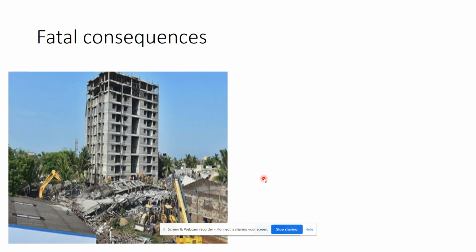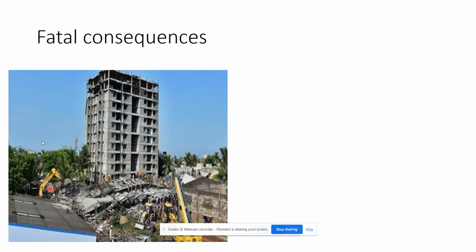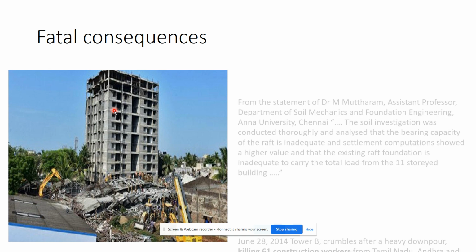This can cause some fatal consequences. This is one of the structures which was improperly planned and built. One structure fell by itself, and the other structure got demolished. This was due to the poor analysis of the soil and poor design of the foundation system.